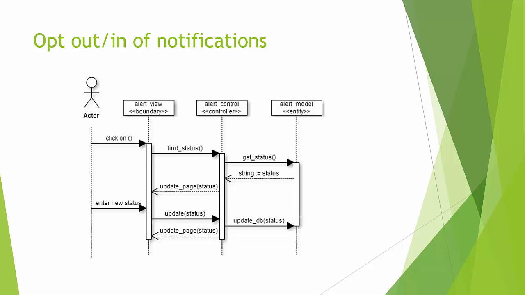This sequence diagram is opt out and in of notifications. We can see here that the actor clicks on in order to find the status. Depending on the status, it can be changed by entering a new status. This means that the officer will be able to receive the email or not.